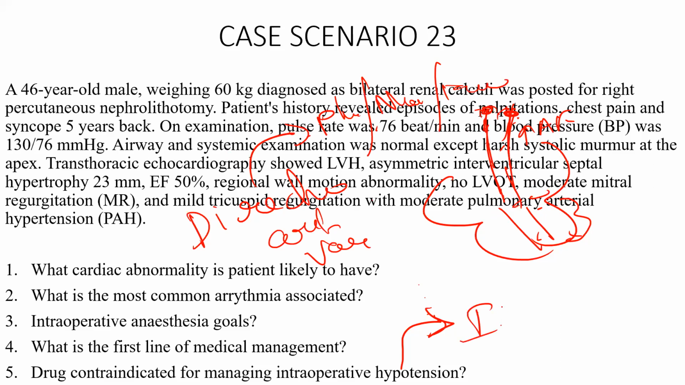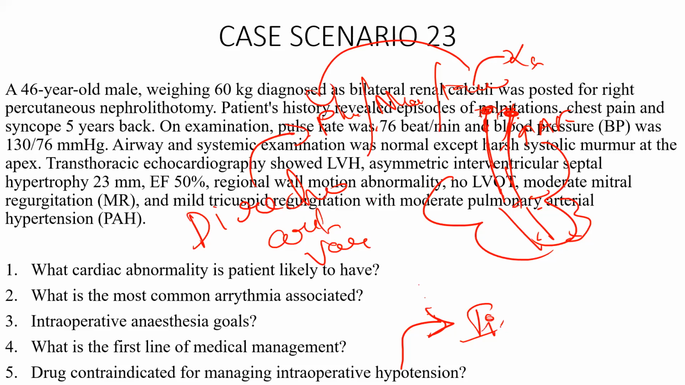So avoid indirectly acting vasopressors, like ephedrine. Mephentermine does not cause tachycardia. It causes reflex bradycardia. Mephentermine will act more on the alpha-1 receptors, similar to phenylephrine. So by stimulating the alpha-1 receptors, it produces reflex bradycardia.